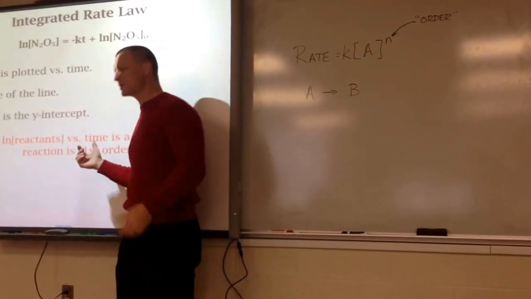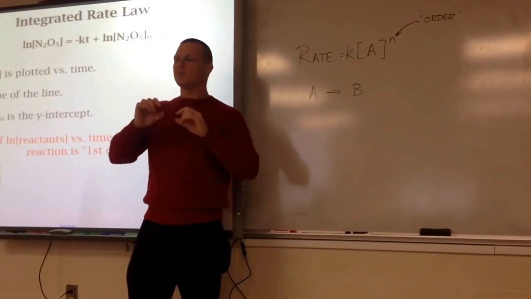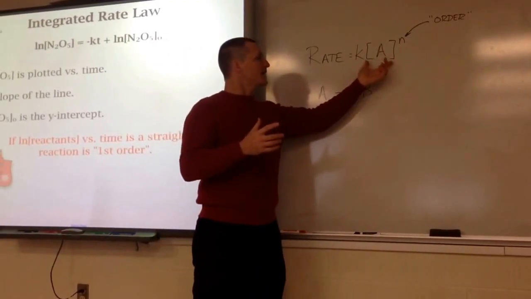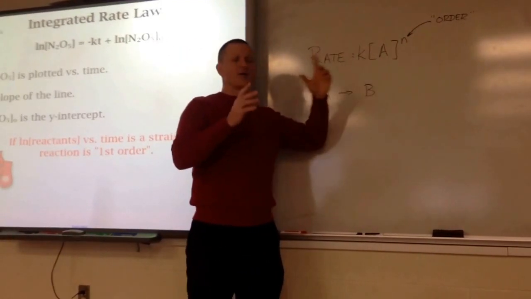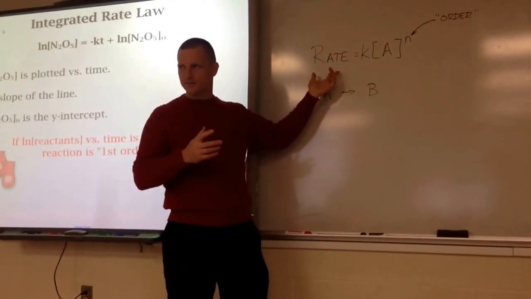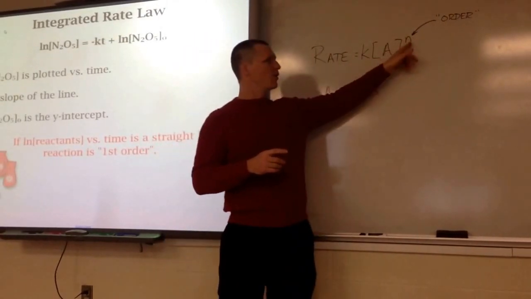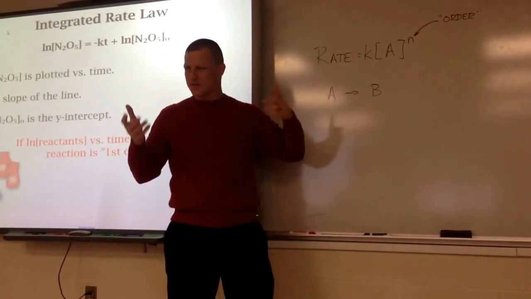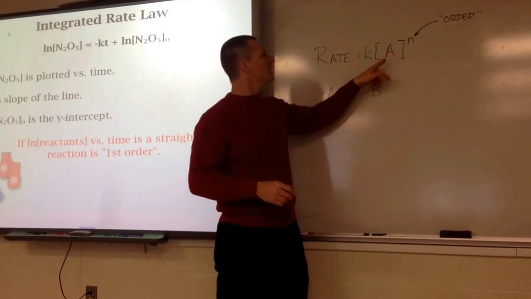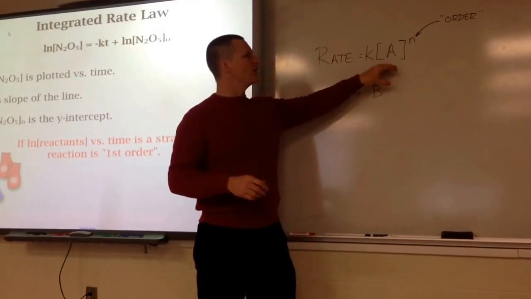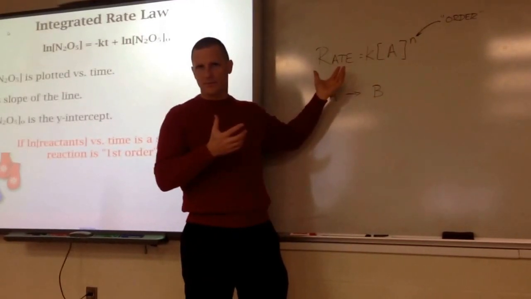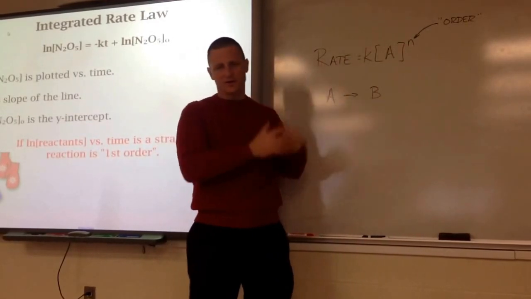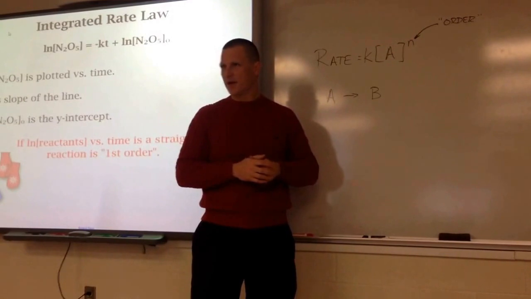Now we saw the most common order is first order, and when you plot natural log of reactant versus time, if it's a first order reaction, it's going to give you a straight line. That means that the concentration of A varies linearly with the rate. If that exponent is not a 1, like sometimes you can have a second order reaction, the concentration of A is going to affect the rate more profoundly because the concentration is going to be squared this time, and so that's going to affect the rate more than the first order rate. That's all the order means.